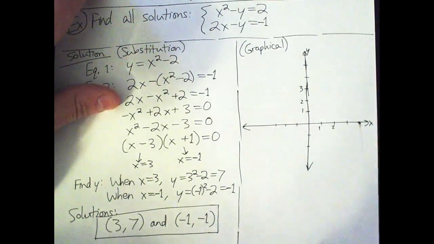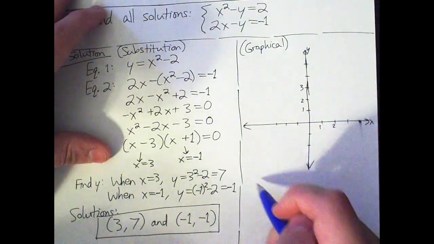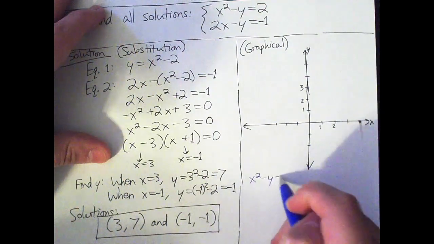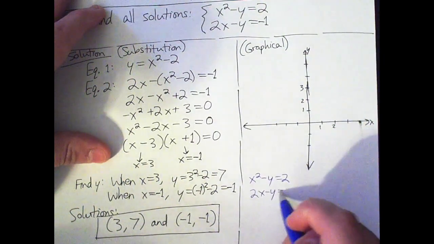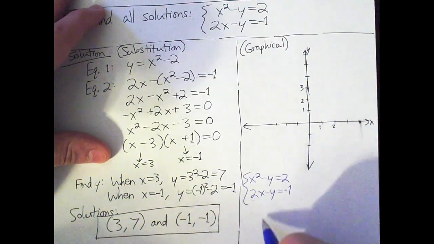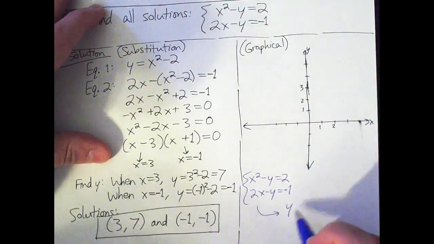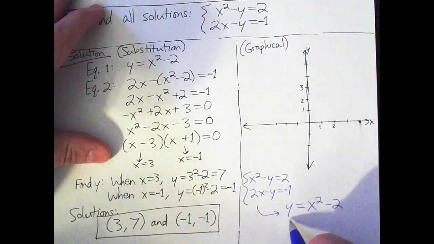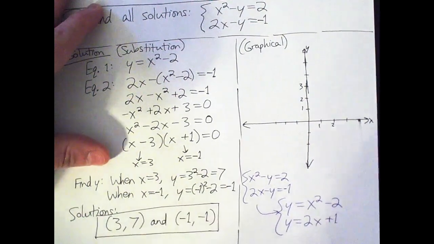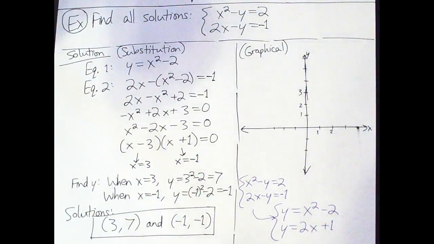All right, I guess for graphical, I would say x squared minus y equals 2, 2x minus y equals -1 can be thought of as y equals x squared minus 2 and y equals 2x plus 1. You see that that's just a rearranged version of the original equations? But the nice thing about rearranging them into the y equals form is that I can tell that this first one is a parabola shifted down 2 units. So let's draw the first one.